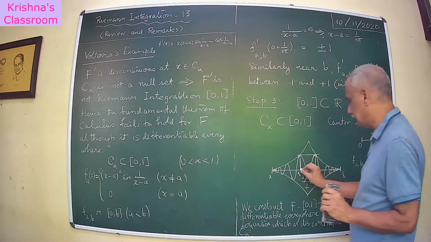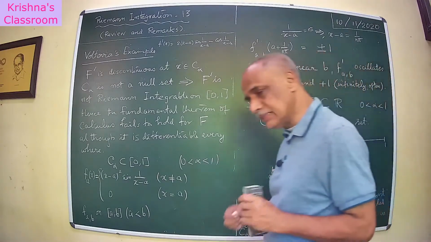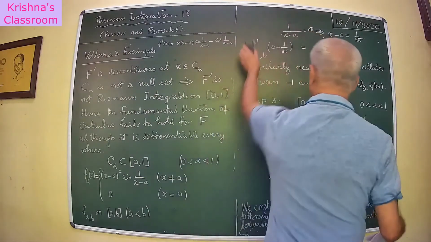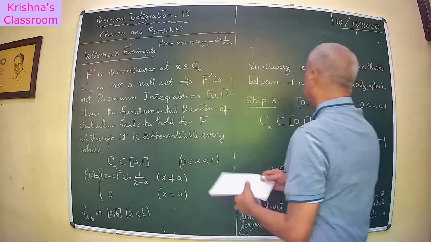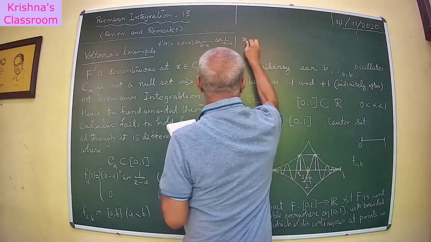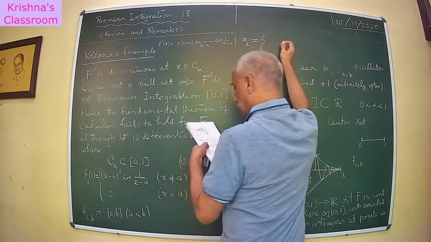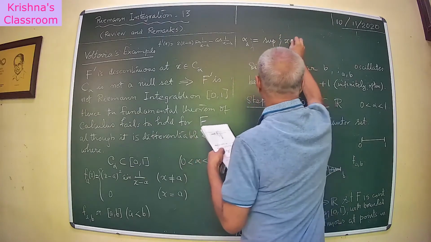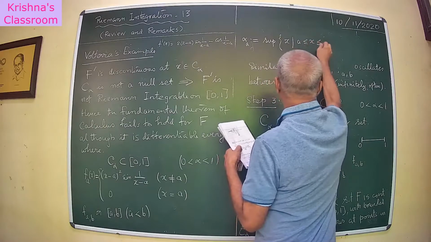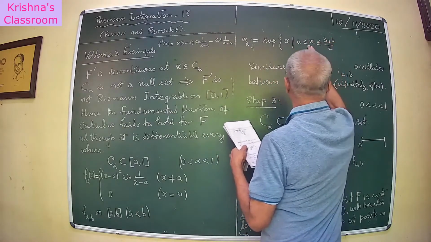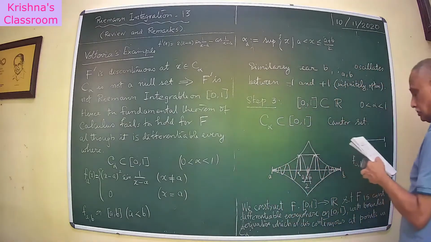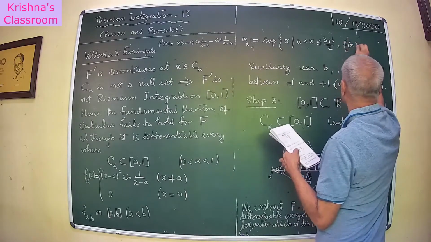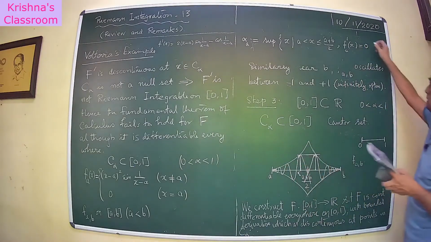So this is how the alpha a is located, and this is defined by alpha a equal to the supremum of all x such that a is less than or equal to x less than or equal to (a plus b)/2, and f derivative of x equal to b. So this is the point that I define.